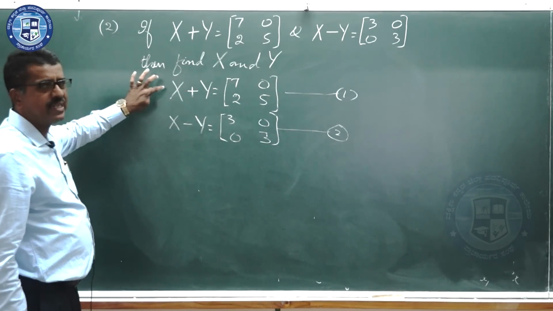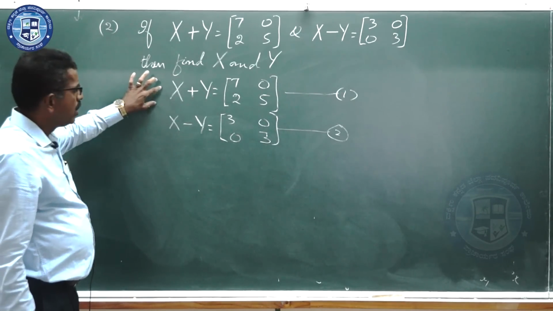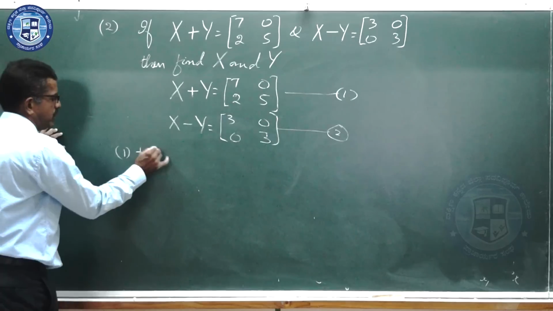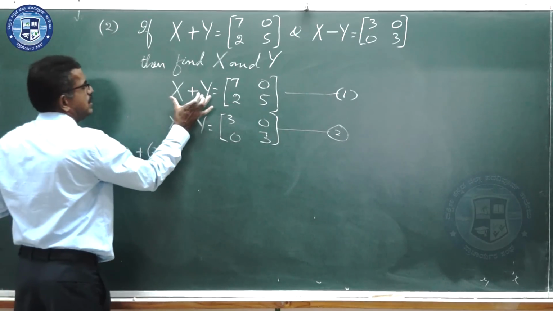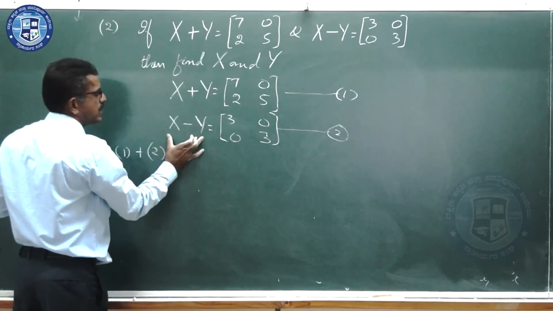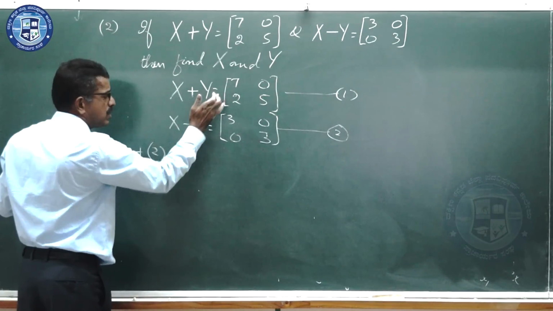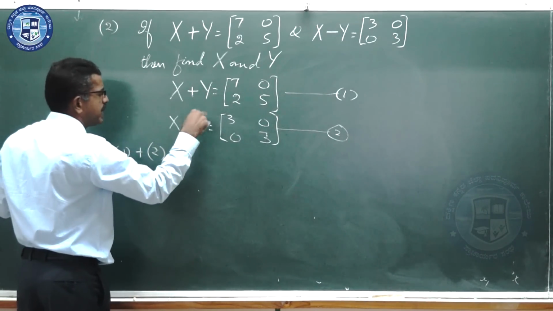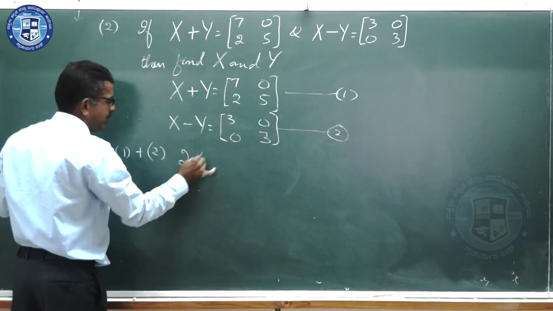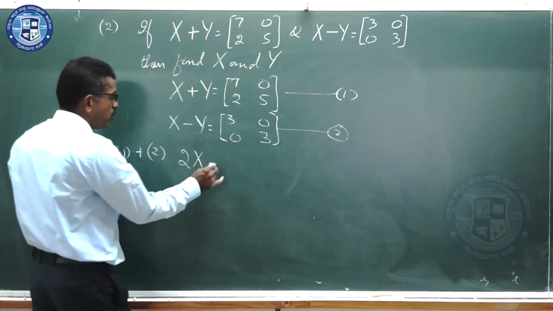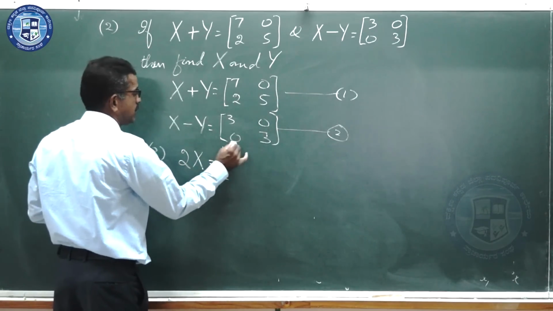Because matrix addition is commutative and associative, just observe here, adding the two matrix equations, 1 plus 2, that is x plus y plus x minus y. You know that plus y minus y, being additive inverses, will be the null matrix. We get 2x plus the null matrix, which is 2x only.